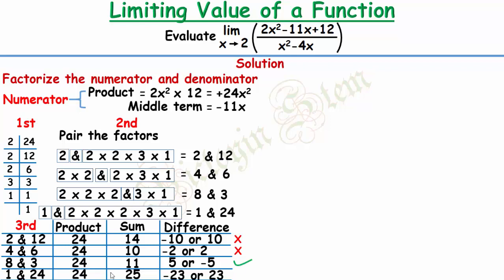We can use this. Let's see if we can use the last one equally, but you need to take note. Once you are pairing these numbers, only one pair will give you the required answer. The rest will not be correct. So most likely this one will not be correct. But let's see. 24, correct. 25, not correct. Minus 23 and 23, not correct. So we can't use this. So we can only use 8 and 3.